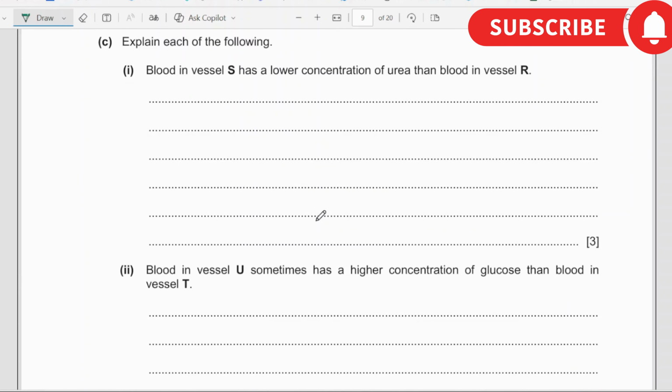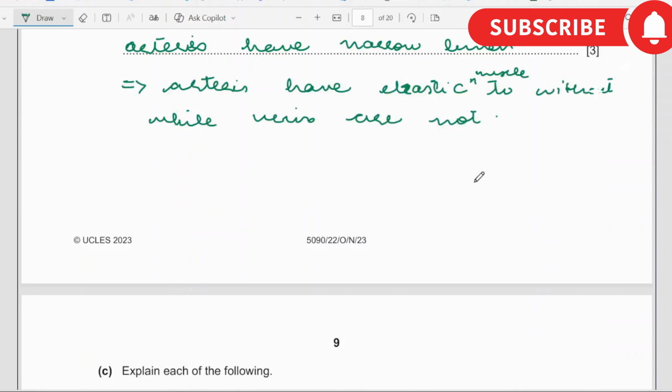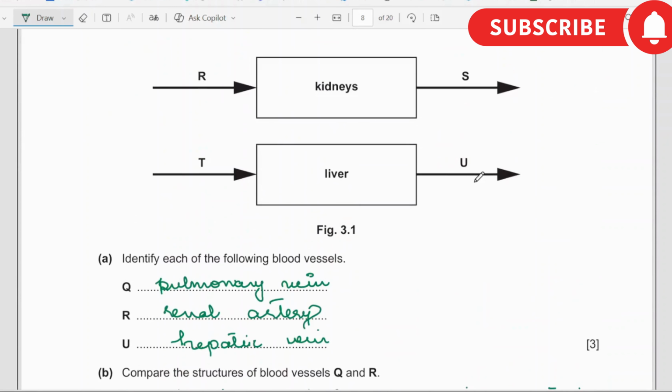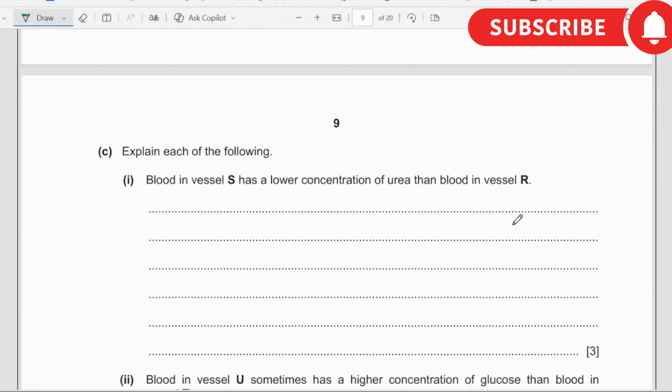Next question. Explain each one of the following. Blood in vessel S has a lower concentration of urea than blood in vessel R. So vessel S is basically renal vein. So renal vein has less concentration of urea than artery. Let me write renal vein and renal artery. Now compare it. What would we write?